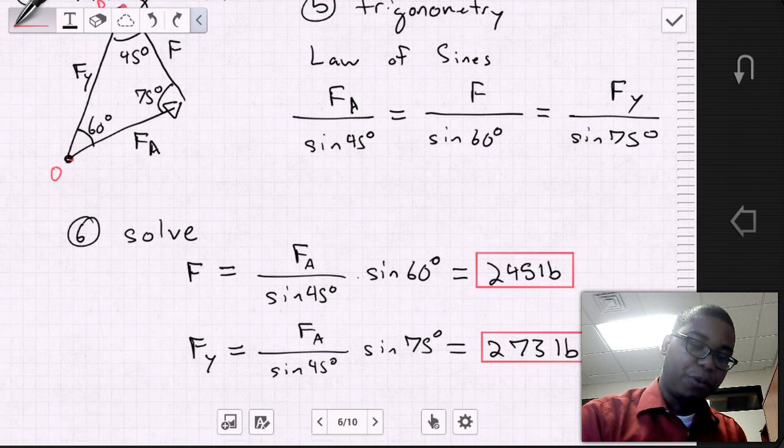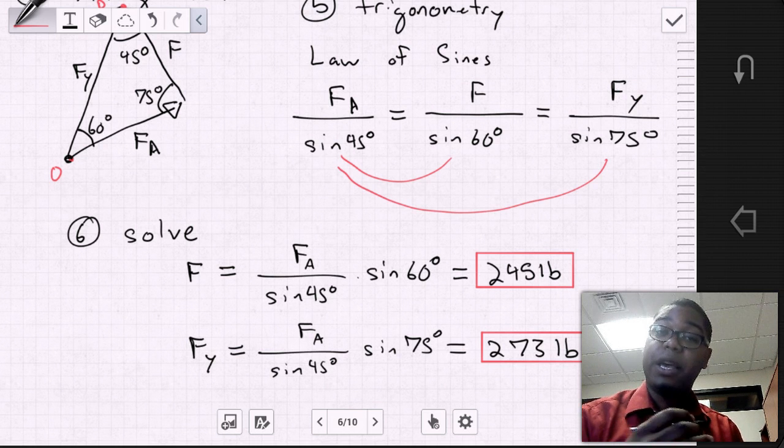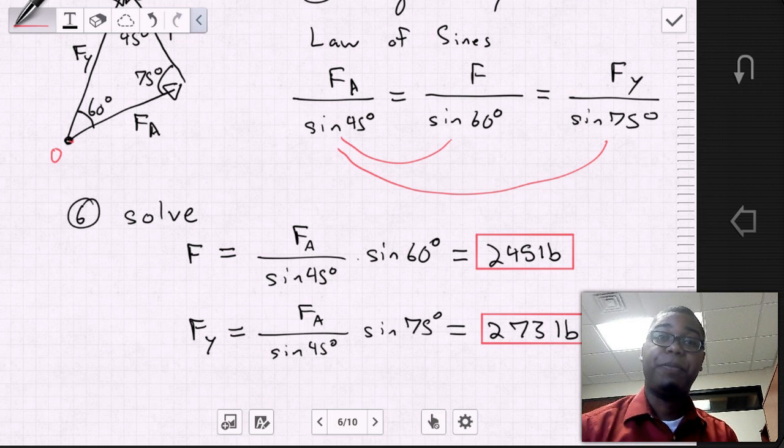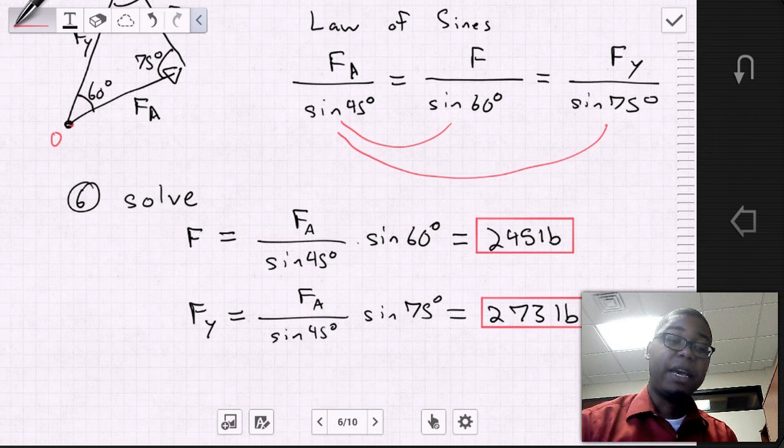So in this case, if we want to solve for F, we take these two pieces, and if we want to solve for Fy, we take these two pieces. Rearrange and find our final solution. And then when we solve, we find that F is equal to 245 pounds and Fy is equal to 273 pounds. And that's how we solve this problem.